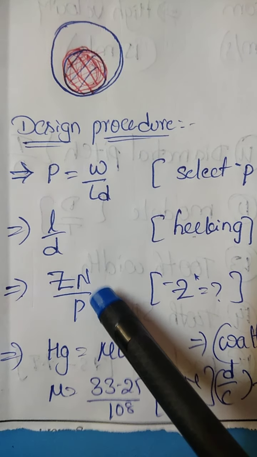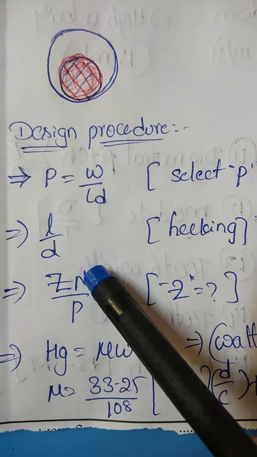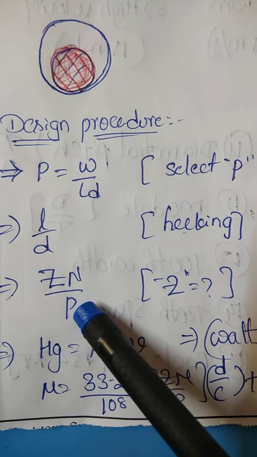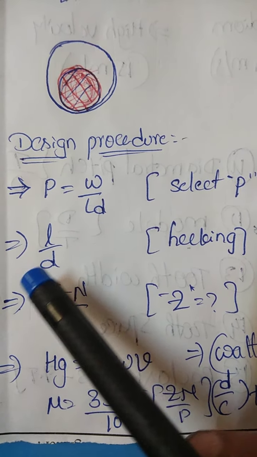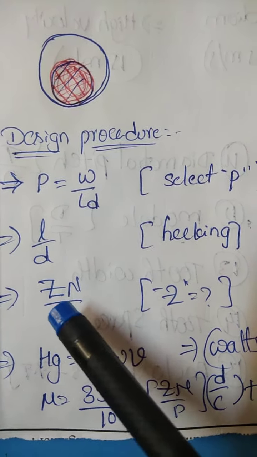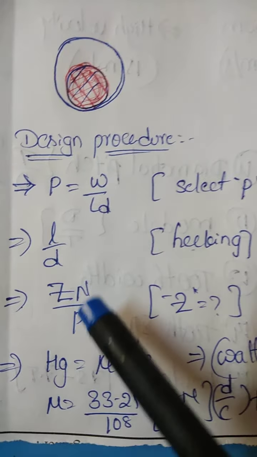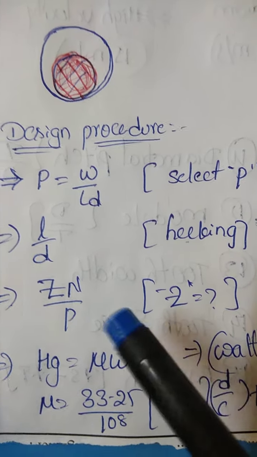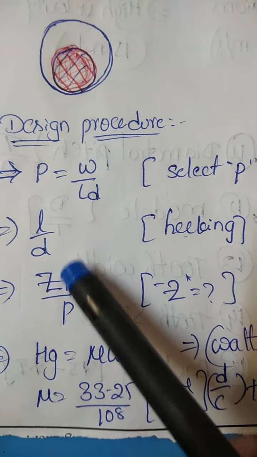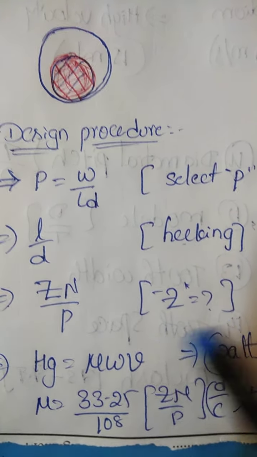In this ZN by P, N means the rotational speed of your bearing, Z means viscosity of your lubricant, and P means pressure on your bearing. This ZN by P is called the bearing characteristic number. By using this one, we have to find out the Z value, and you have to select which lubricant is suitable for that one.